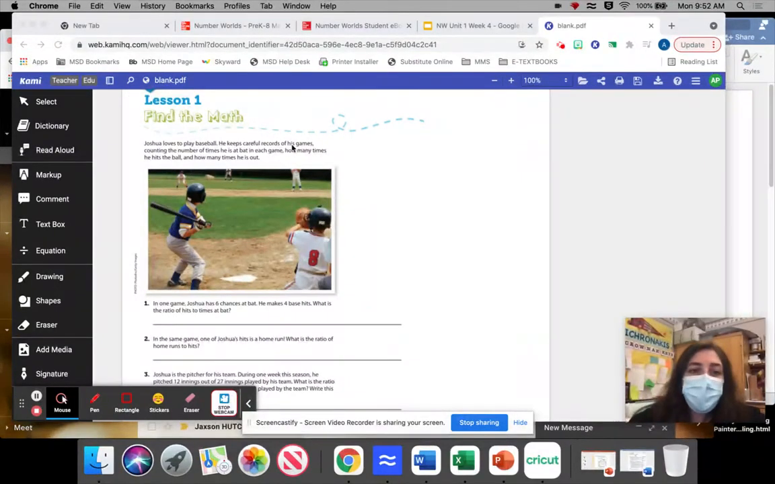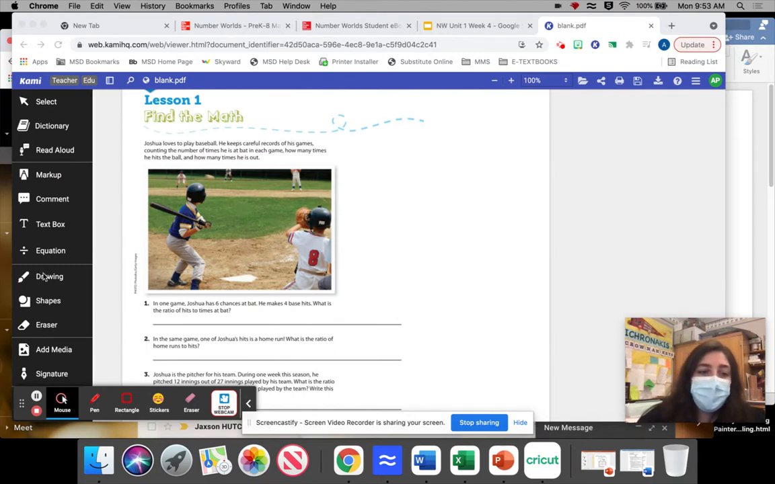Okay, if you need to pause it because maybe you need a little more time to read the story, go ahead and pause this. We're still working on ratios and rates, so that was from week 3. Today and in week 4, we're going to use ratios and rates a little bit more. So the story problem is that Joshua is playing baseball, and they're going to give us some different statistics about Joshua and him playing baseball.